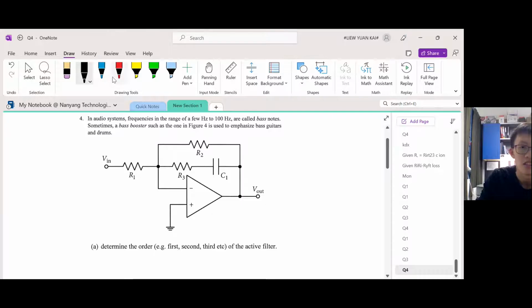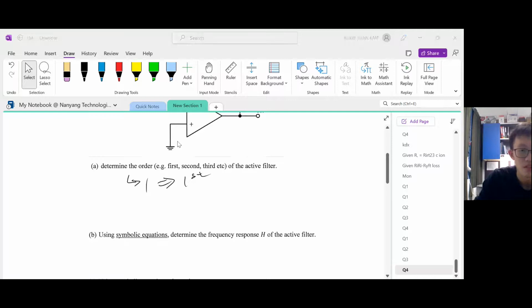So in this case, I think the order is only 1 because you only see this capacitor. That's all. So since the order is 1, this implies that it is a first order. If there are 2 devices, then it'll be second order, and so on. Okay, so it's first order.